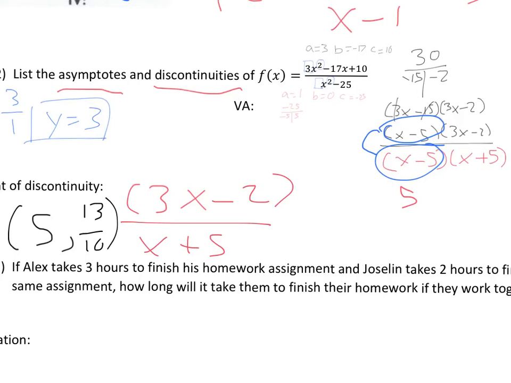Our vertical asymptote is what's left over, x plus 5. To make x plus 5 equal to 0, you have to make x equal to negative 5. So that's our vertical asymptote, x equals negative 5.